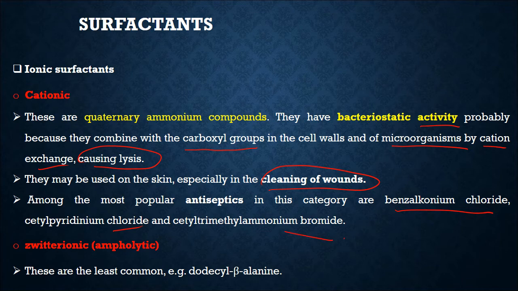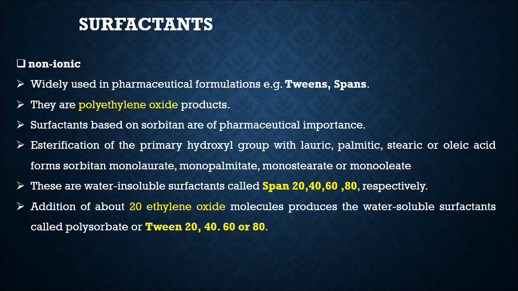An example of zwitterionic surfactants, which are the least common, is dodecyl beta-alanine. Non-ionic surfactants are widely used in pharmaceutical formulations, for example Tween or Span. They are polyethylene oxide products.